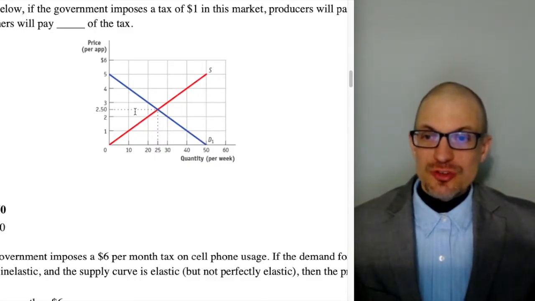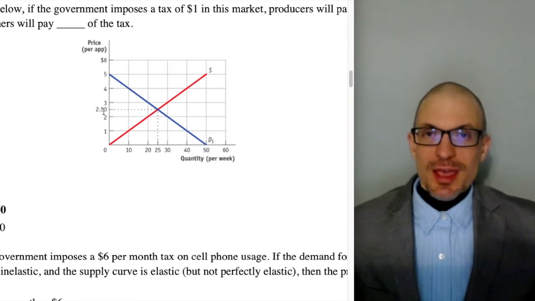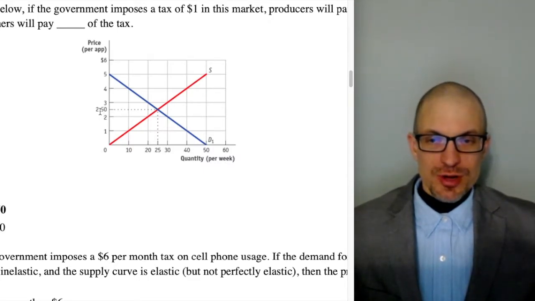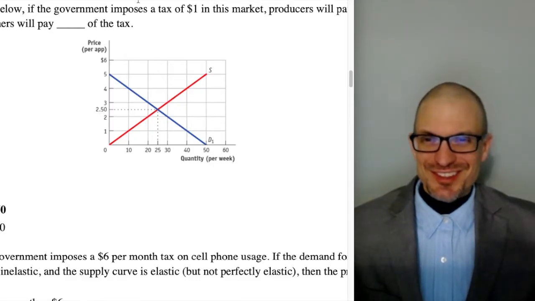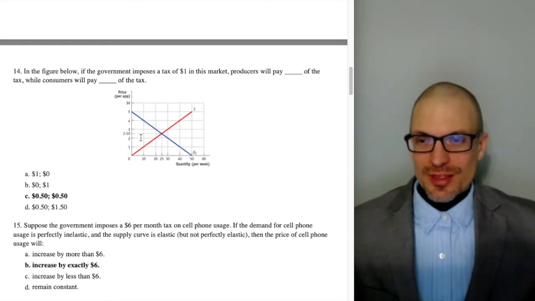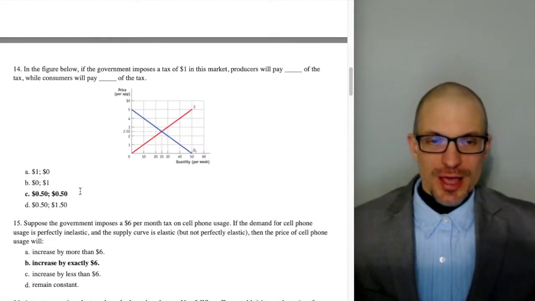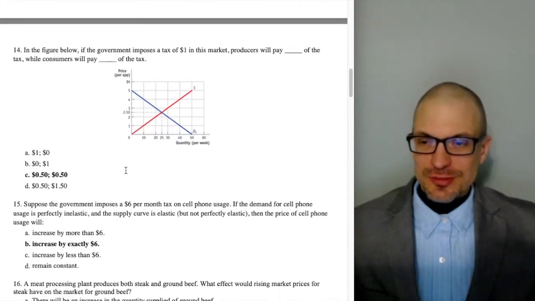So how do we answer this question? We want to think about how far above the original equilibrium the price paid by buyers is, and how far below the original equilibrium the price received by sellers is. Well, it's 50 cents in both cases, right? And so that's the answer: 50 cents for producers and 50 cents for buyers. They're paying an equal amount of the tax.